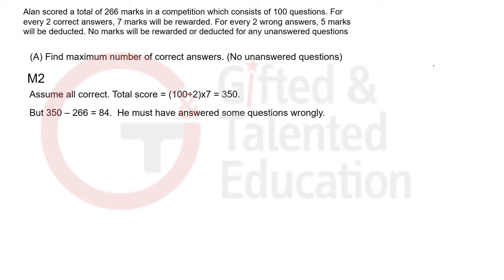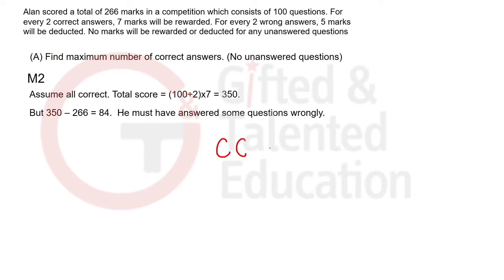However, his total score is equal to 266, so there is a deficit of 84 marks, which means he must have answered some questions wrongly, resulting in a loss of 84 marks in total. So our goal is to find the number of questions answered wrongly. From there, we can find the number of questions answered correctly.